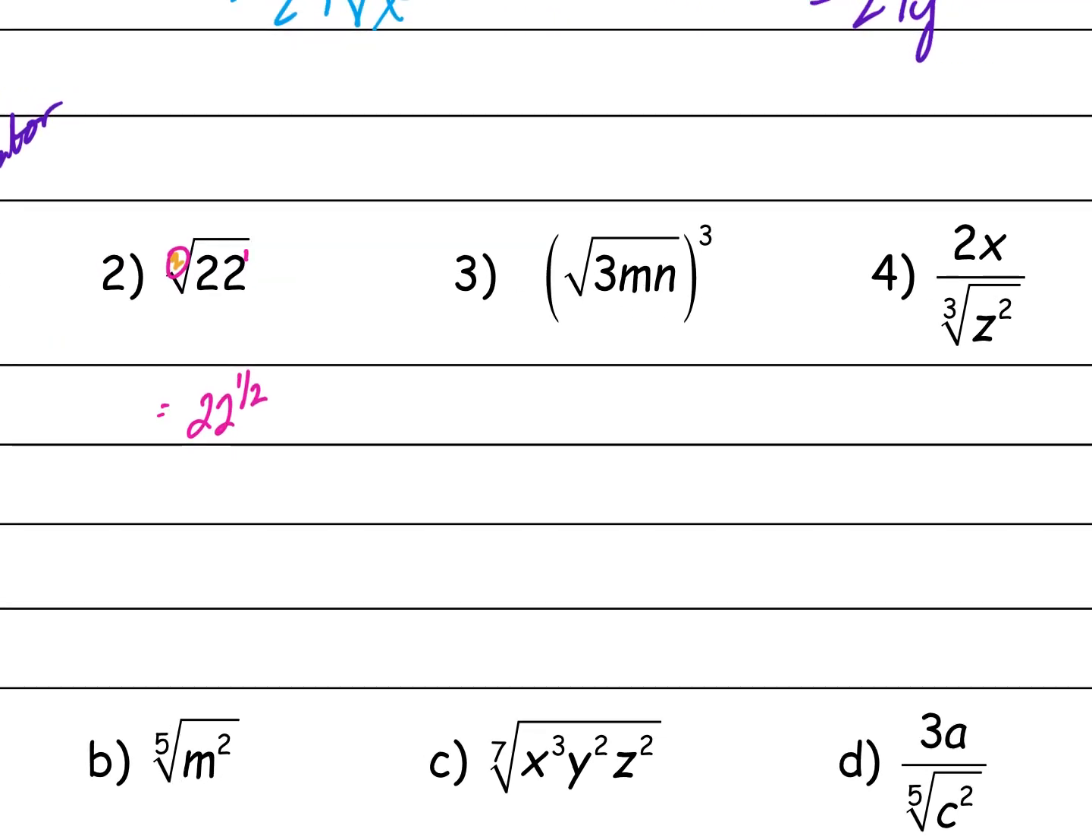So for number 3, this is all to the third. This is my power, okay, and then my root is 2, so this should be 3mn all to the 3/2.